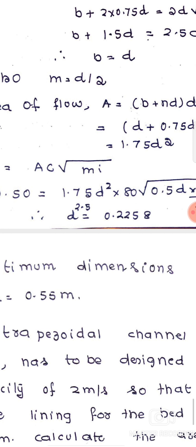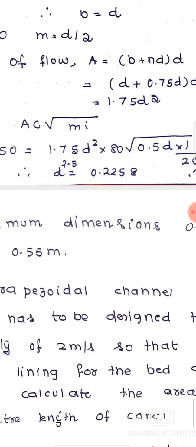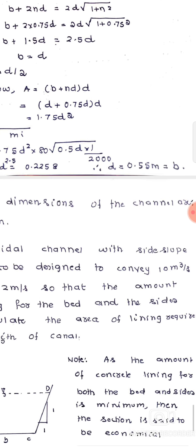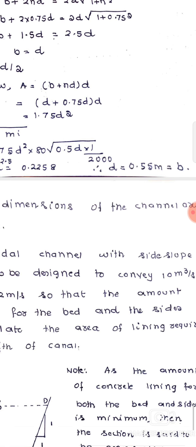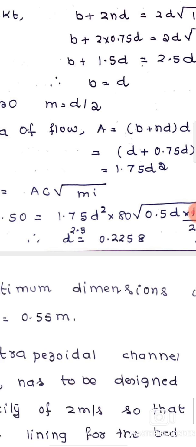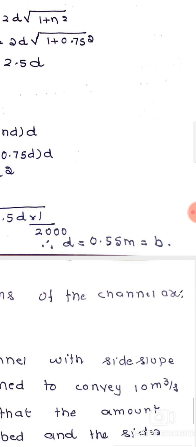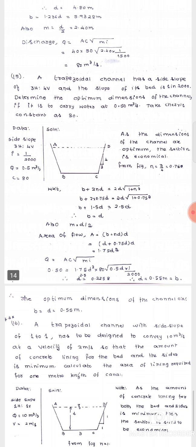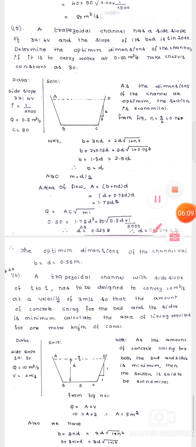So we can keep on the left hand side d to the power of 2.5, equal to the remaining part on the right hand side. Then you'll get d to the power of 2.5 as 0.2258. Then 2.5 can go to the other side, it will become 0.2258 to the power of 1 by 2.5. Then we'll get d is equal to 0.55 meters. B is also the same, because we have the condition b is equal to d, then b and d is 0.55 meters. This is about optimum dimensions when they are saying that it is the most economical section.